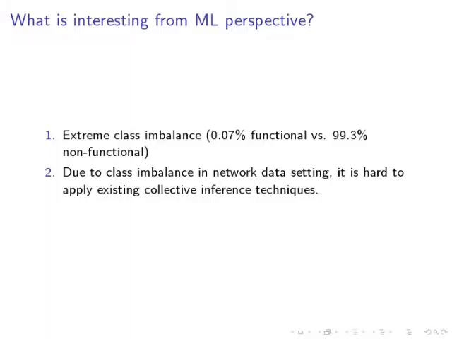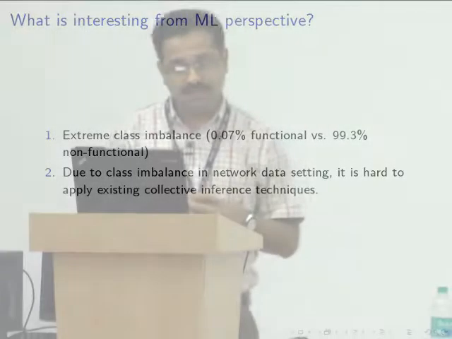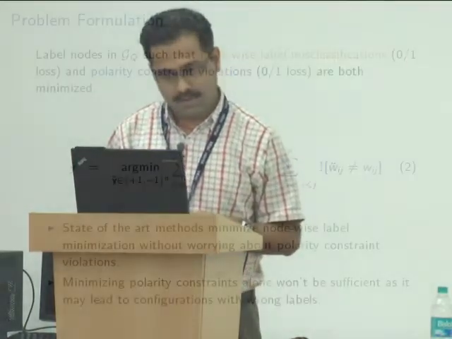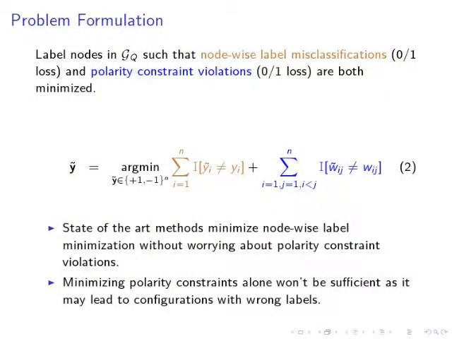So why is this interesting for the ML community? There is an extreme class imbalance. On average, 0.07% of amino acids are functional and the rest are non-functional. So extreme imbalance here. And it's a network data setting, and due to the imbalance, it's hard to apply existing collective inference techniques. So we formulate this particular problem.